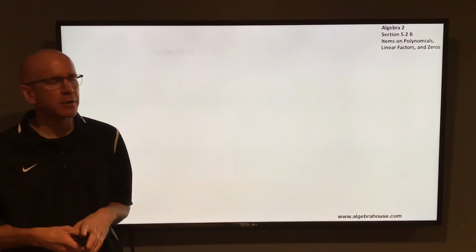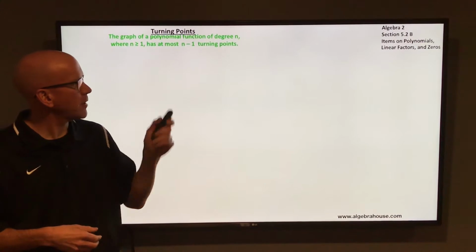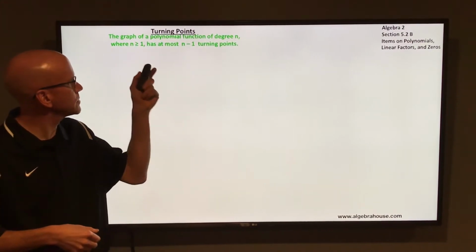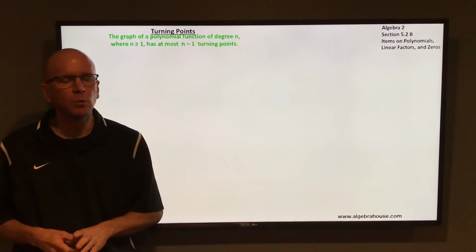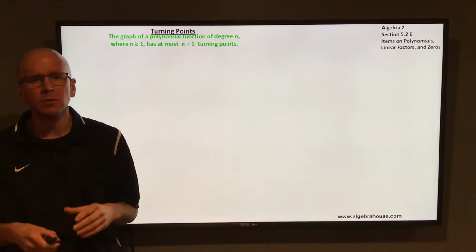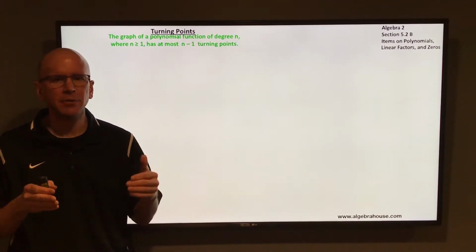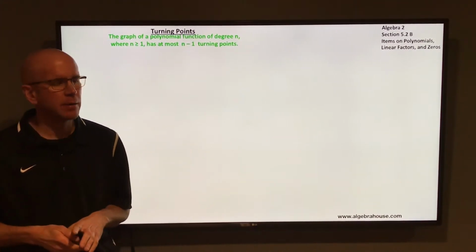Going to review some items on polynomial functions and their graphs, starting with turning points. The graph of a polynomial function of degree n, where n is greater than or equal to 1, has at most n minus 1 turning points. So we'll have at most that degree minus 1, that number of turning points.